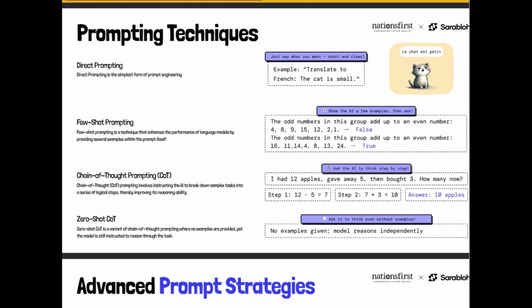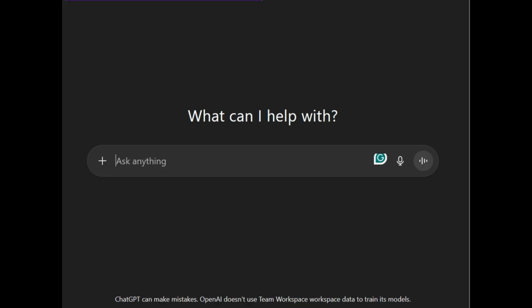First, open ChatGPT, and let's start with a vague version. Okay, here, and ask it to describe the sky.